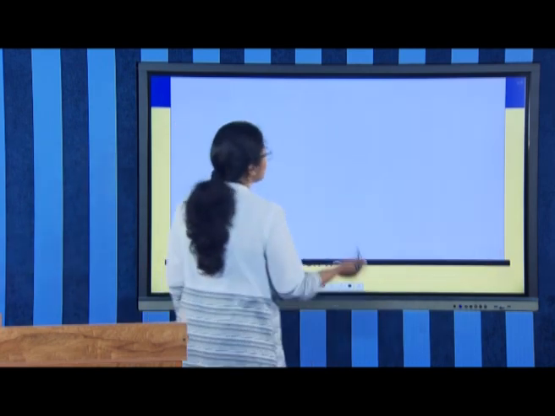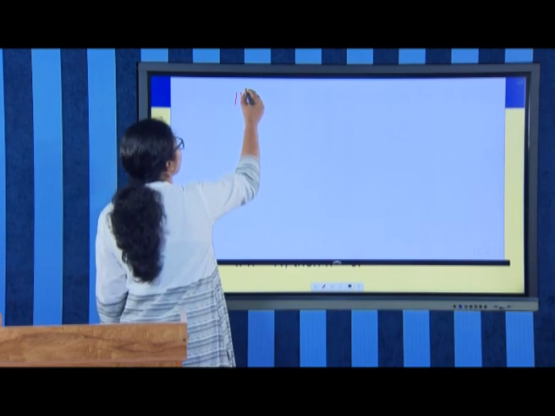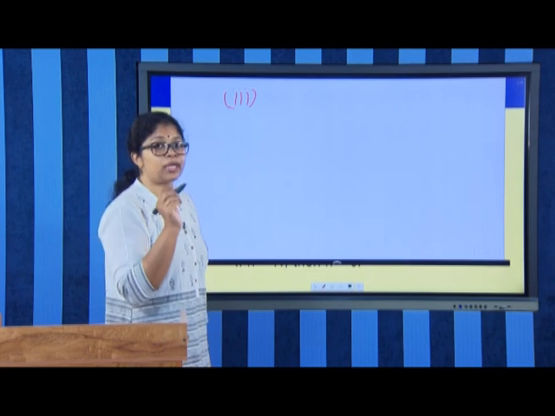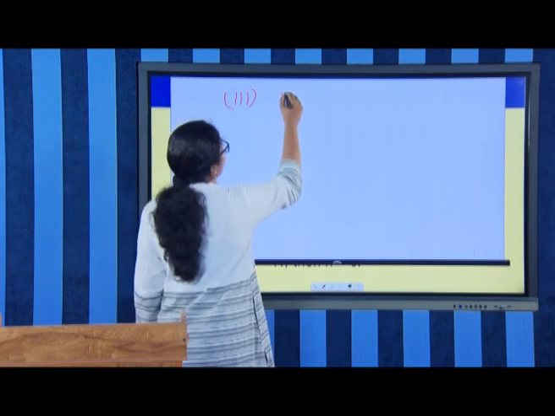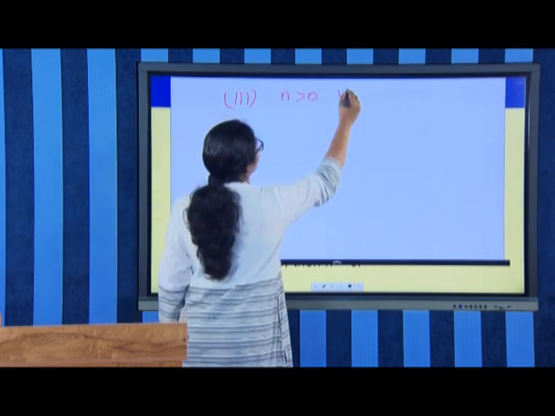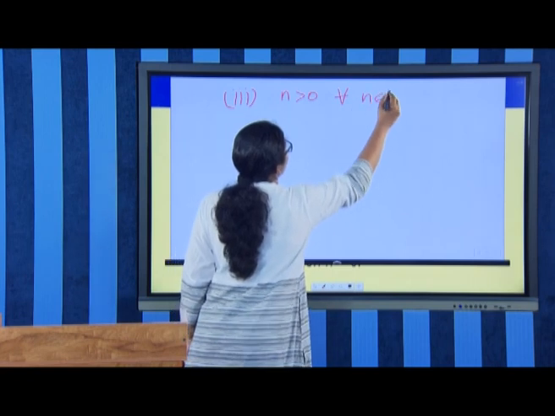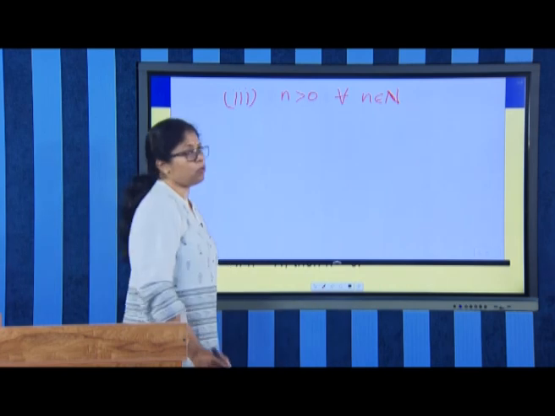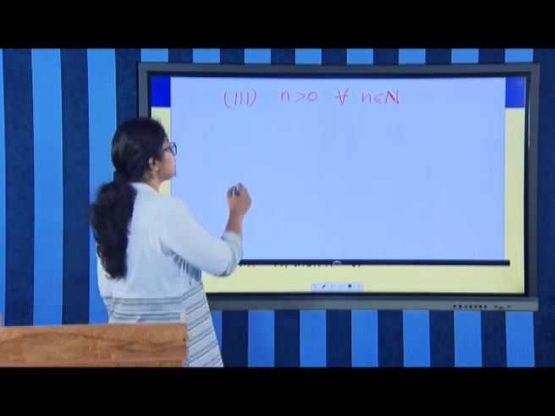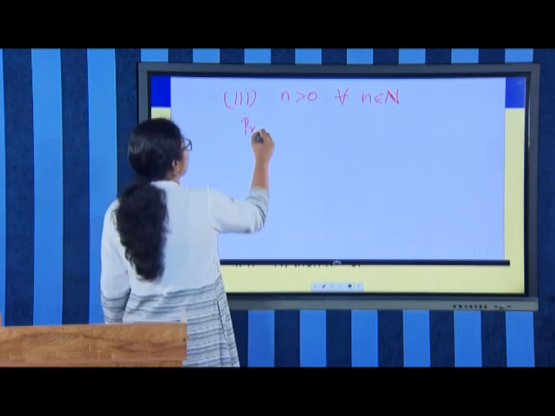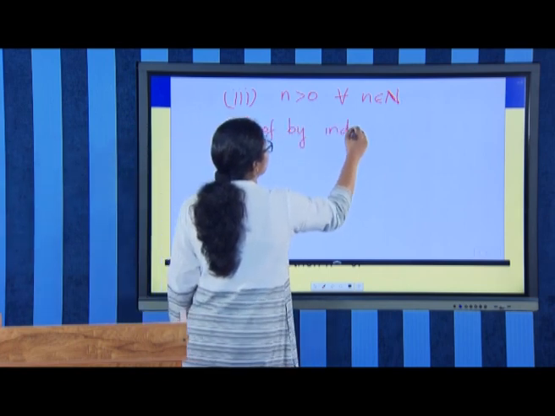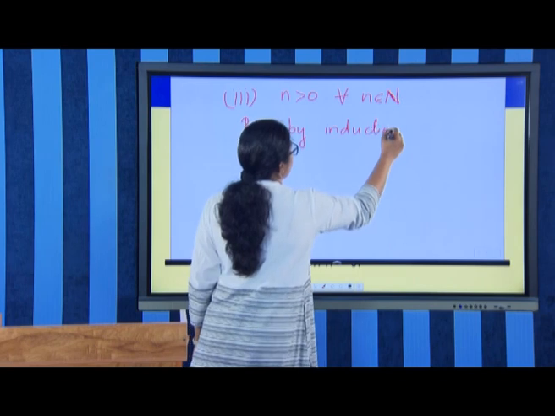Now, let us see the third part. We have to show that every natural number is greater than 0. So, n is greater than 0 for every natural number n, for every n belonging to the set of all natural numbers. So, the proof is by mathematical induction that we have seen in the previous session.